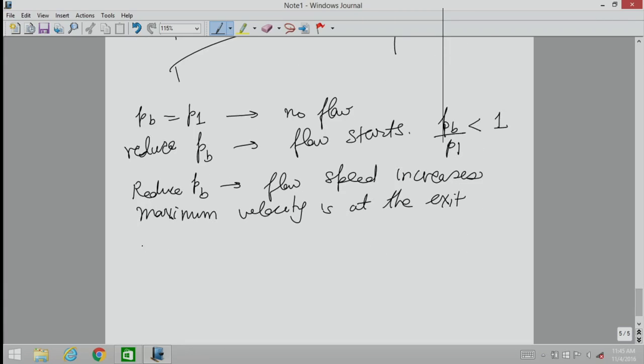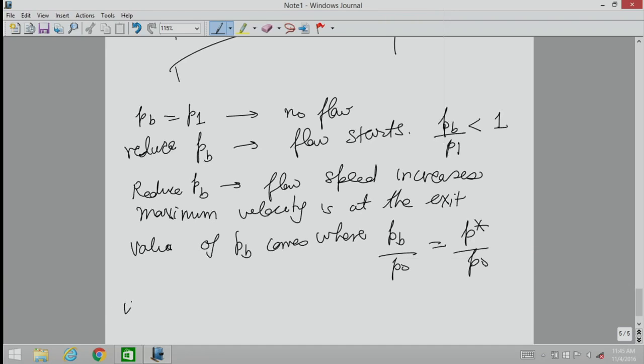Now, you will reduce this further, so a value of PB comes where PB upon P0 is equal to P star upon P0, that is, PB has been reduced to the value of P star. What is P star? Such that the Mach number becomes 1. The velocity keeps on increasing, you keep on reducing the pressure till you reach Mach number 1. Now the question comes, what happens if you reduce the pressure further?